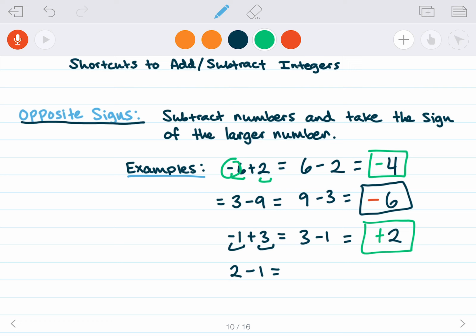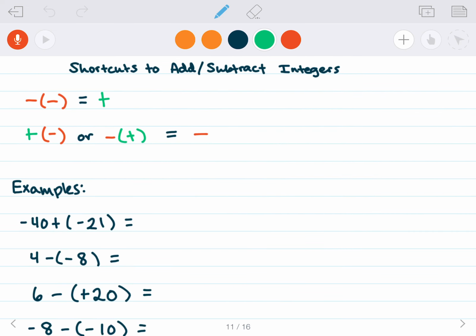Of course, you don't have to write the plus in front of it. Now, 2 minus 1. So we subtract. 2 minus 1 is 1. Take the sign of the bigger. What's bigger, 2 or 1? 2 is bigger, and the 2 has an implied plus sign in front of it, so this is going to be positive 1. All right, so that was our second shortcut.